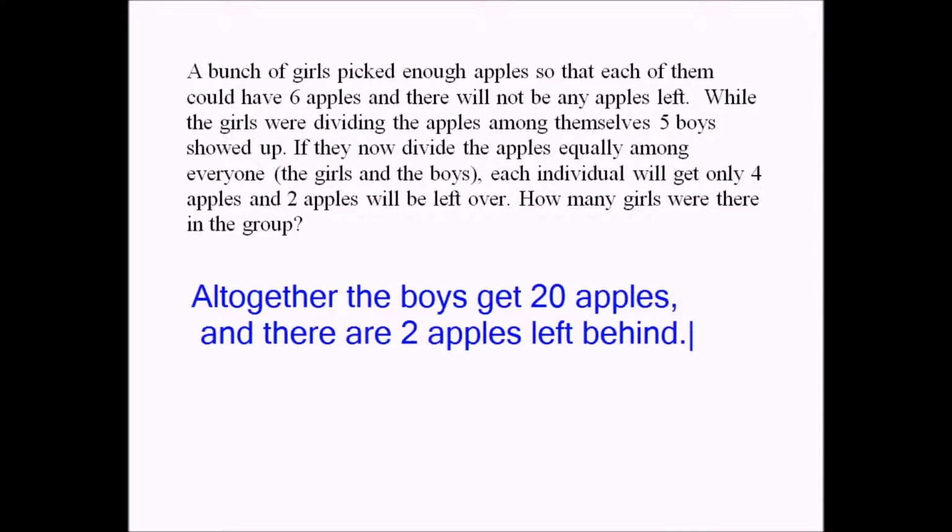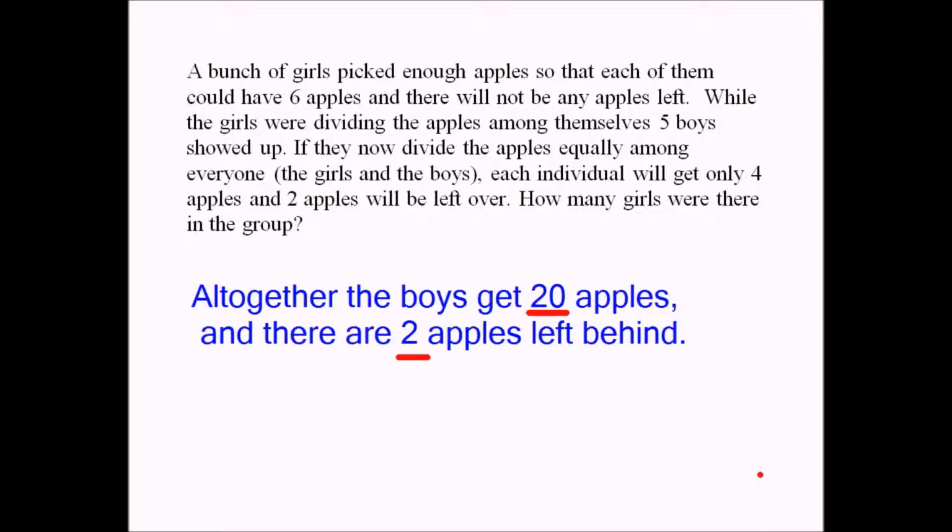So basically, what's going on here is this 2 and this 20, that's 22. 22 apples are coming from the girls. Note, originally the girls were supposed to get 6 apples. In the new situation, they would get 4 apples. So they're each losing 2 apples. So all the apples that the girls are going to lose are going to be accounted by the apples that the boys are receiving and the 2 apples that are left behind.